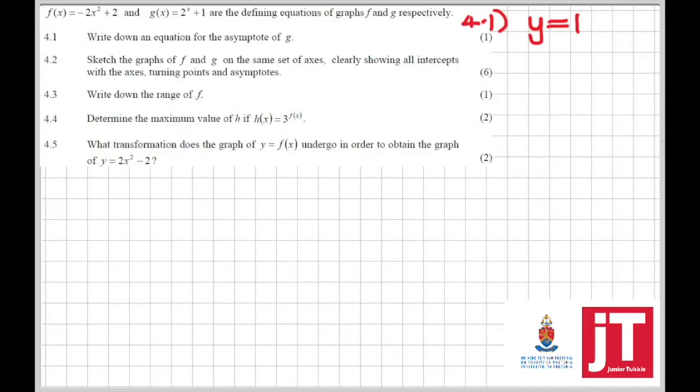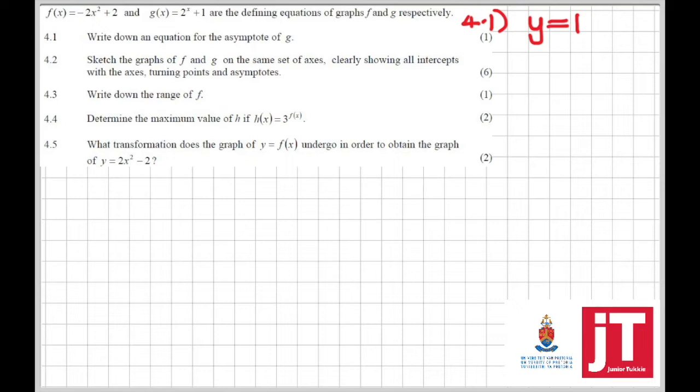Get a paper, get a pen, pause the video, and try to attempt to answer the questions yourself. So the first question that we're given is that f of x is given by negative 2x squared plus 2 and g of x is equal to 2 to the power x plus 1 are the defining equations of the graphs of f and g respectively. Write down an equation for the asymptote of g.